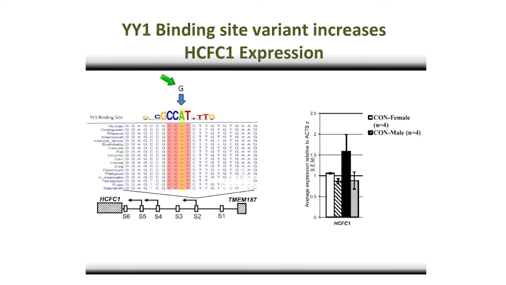We used electromobility shift assays, and we also used ChIP assays to show that YY1 actually bound this site, and if we introduce this variant, then that abolished the ability of YY1 to bind there. Furthermore, we used luciferase assays to show that YY1 in fact did repress HCFC1, and that if we introduced this variant into the luciferase reporter, the luciferase expression went up. So the model is that YY1 binds this site, and its normal role is to repress HCFC1. But with the variant in place, this repression is lost, and we get overexpression of HCFC1.